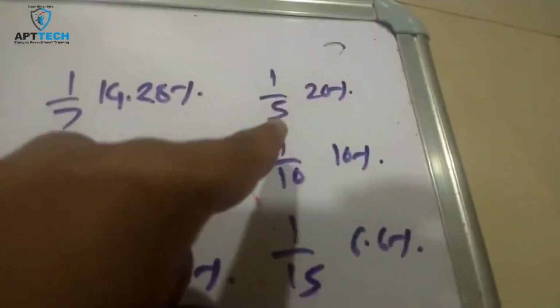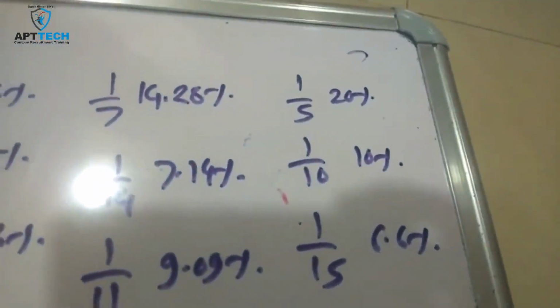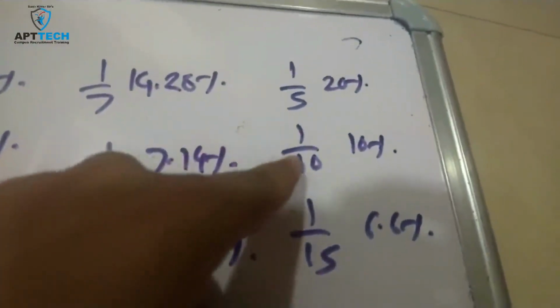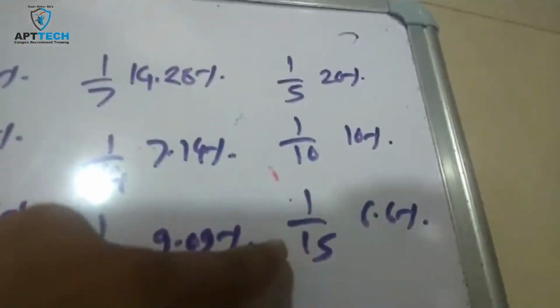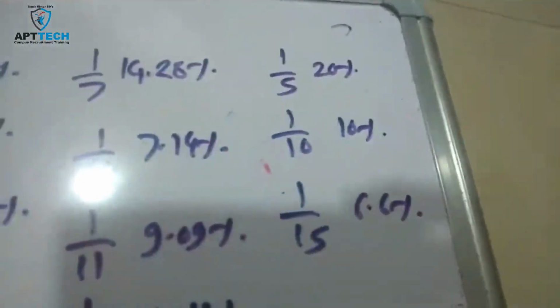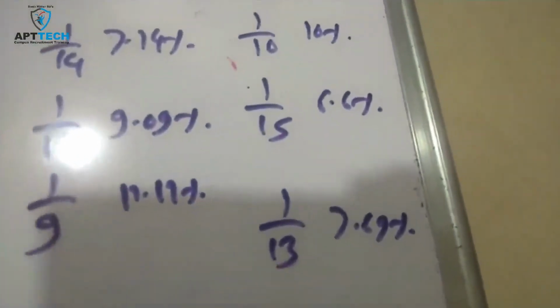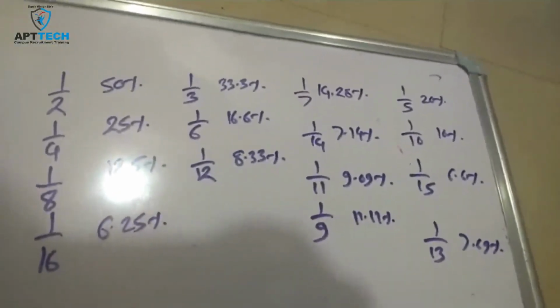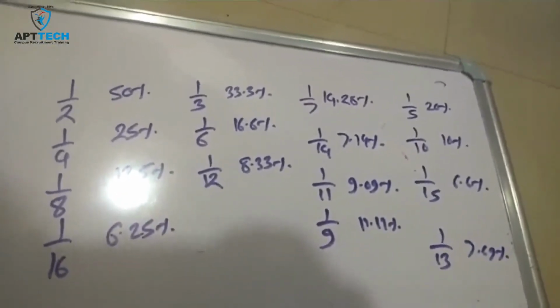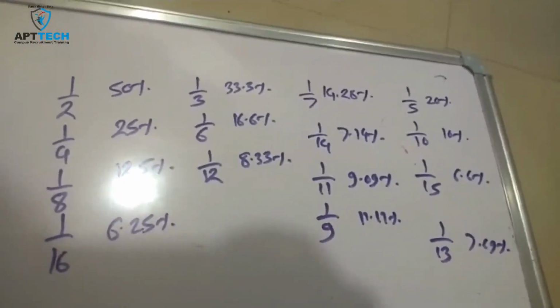Then the family of 1 by 5. 1 by 5 is 20%. You can remember 100 by 5. Half of that, 1 by 10, will be 10%. One third of that, 1 by 15: a third of 20 will be 6.6. And finally the prime number 1 by 13, you have to learn by heart: 7.69%. So you need to screenshot this picture. This is the complete propagation of percentage fraction conversion.